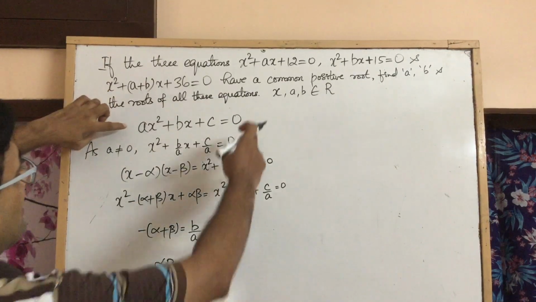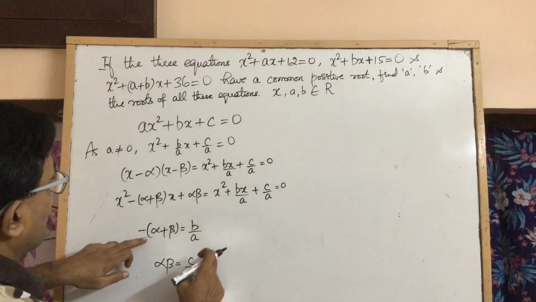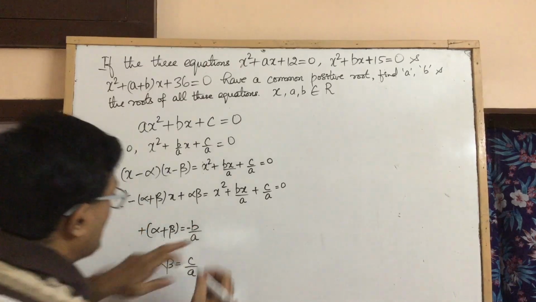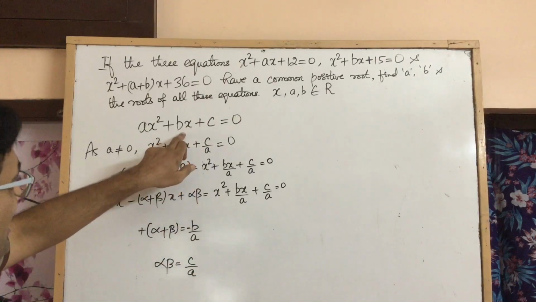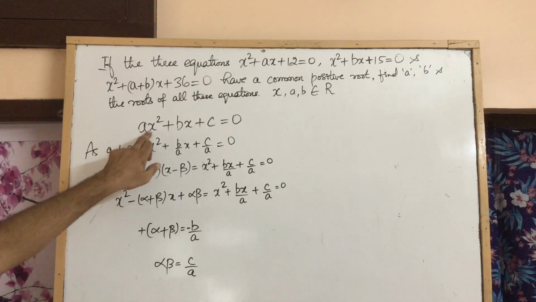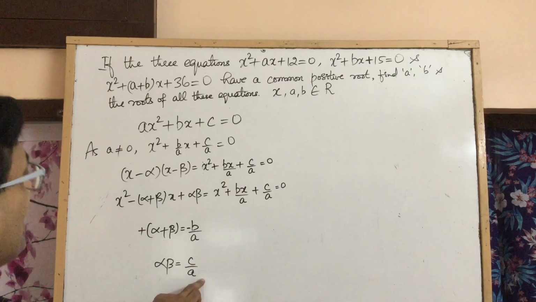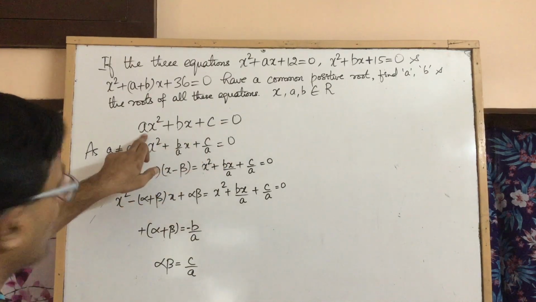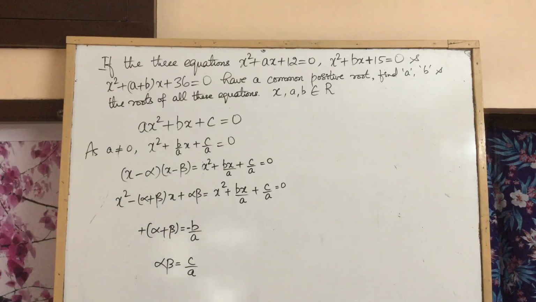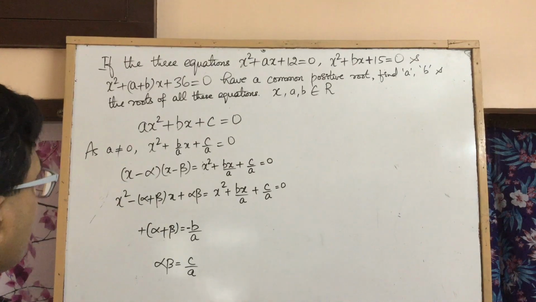So if we had a quadratic equation of this form, then the sum of its roots would be minus b by a, where b is the coefficient of the x term and a is the coefficient of the x squared term. And the product of the roots, alpha times beta, would be the constant term divided by the coefficient of x squared. So this is the most important result that we need to know to look at this problem.